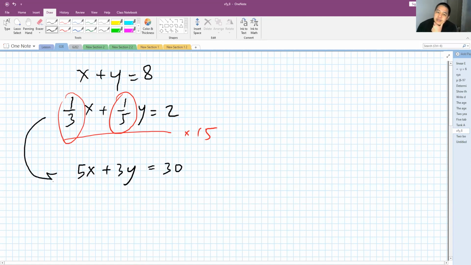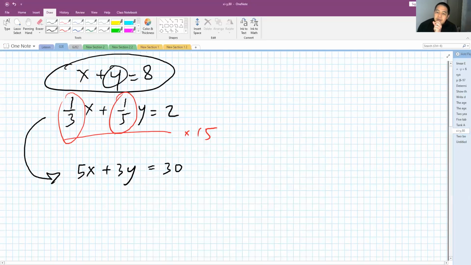So basically now you have this one, and remember you also still have the first one. When you have these, you can use either substitution or elimination, but I think I'll use elimination. I want to get rid of the y. The coefficient of y here is 3, so I will multiply the first equation by 3 as well. When you multiply the first equation by 3, you have 3x plus 3y equals 24.